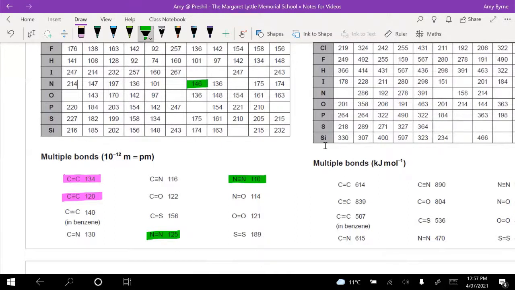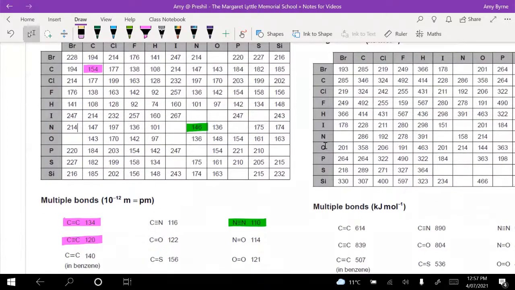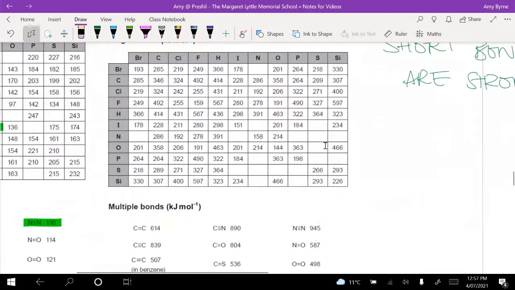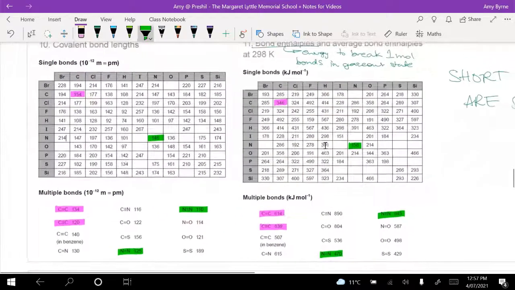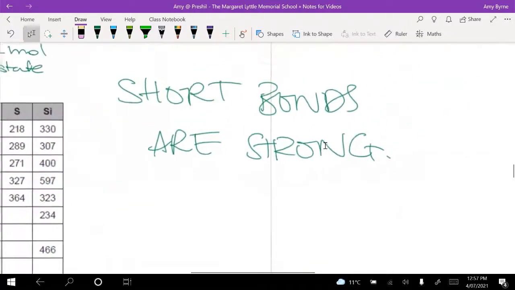So do you think that these are going to become greater in enthalpy or less in enthalpy? As I go from single to double to triple, the energy I need to break apart these bonds increases as well, from 346 to 614 to 839, and from 158 to 470 to 945. So short bonds are strong bonds.